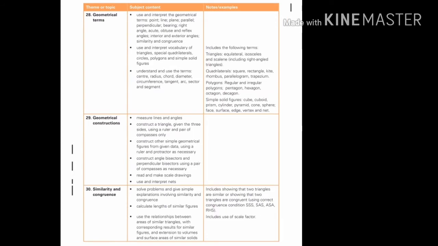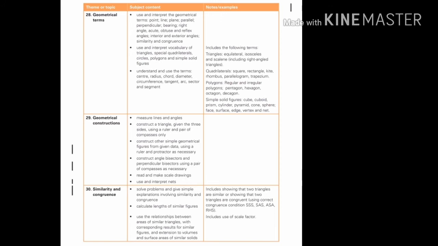The theme or topic number 28. It includes geometrical terms. The use and interpretation of geometrical terms: point, line, plane, parallel, perpendicular, bearing, right angle, acute, obtuse, and reflex angles, interior and exterior angles as well. The use and interpretation of vocabulary of triangles, special quadrilaterals, circles, polygons, and simple solid figures. Understand the use of terms center, radius, chord, diameter, circumference, tangent, arc, sector, and segment.